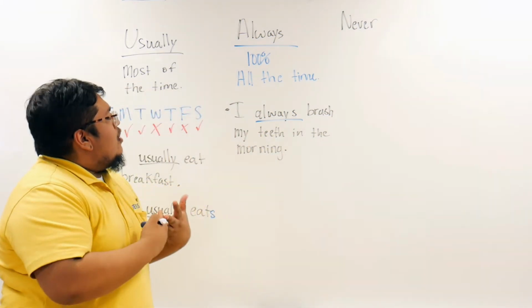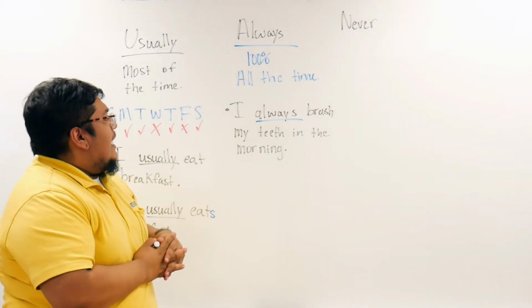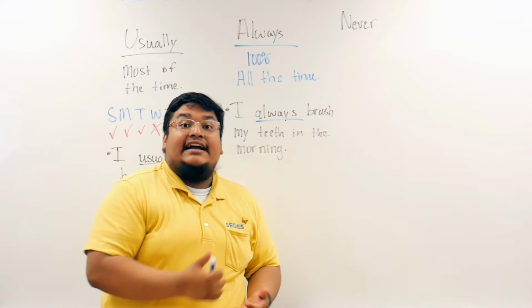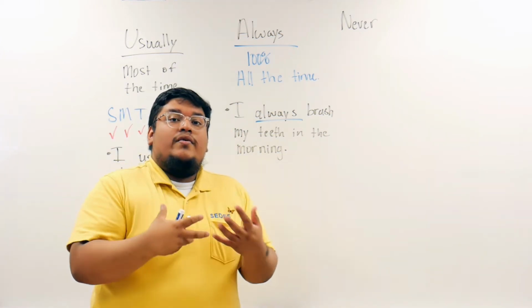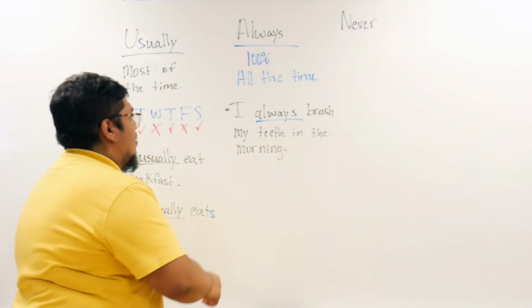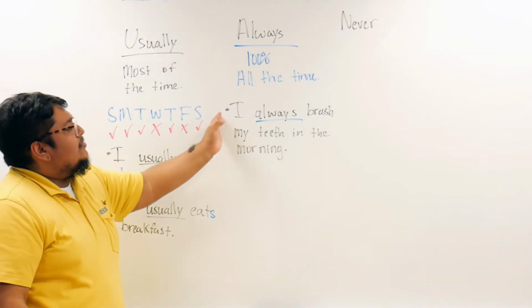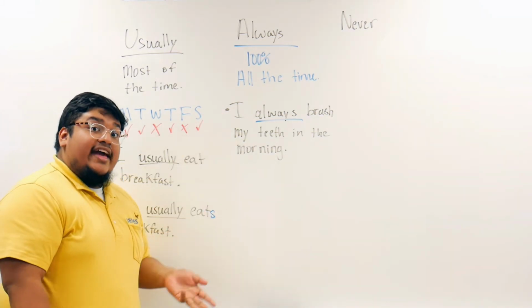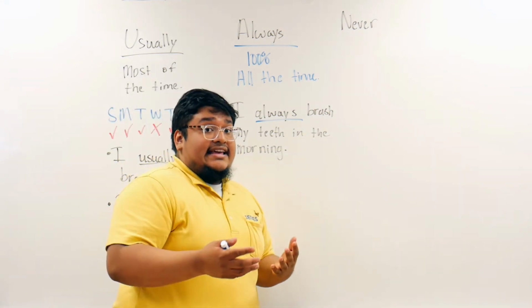You can say, I always take a shower in the morning. Or you can say, I always exercise at 5 o'clock. Because it's something that always happens. It's 100% certain. Okay? So just like this example right here, if we are speaking in I, you, we, they, the verb brush will stay the same.